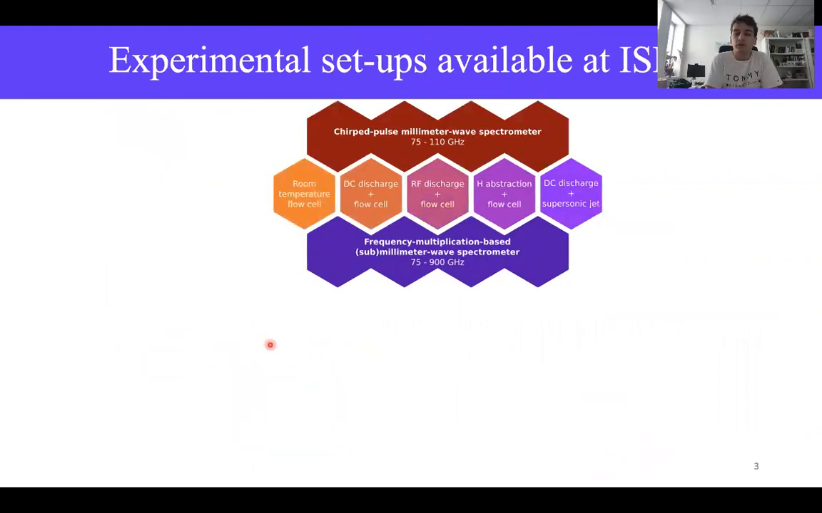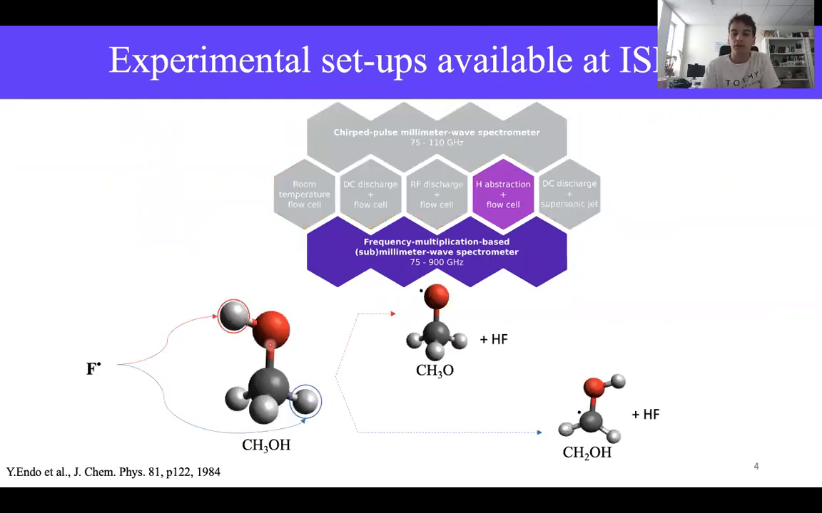At ISMO, we have two spectrometers and we have different cells for what we want to do, if we want to scan stable molecules or radicals. Today, I will just present the frequency multiplication-based millimeter wave spectrometer and the H abstraction with the flow cell. We used fluorine H abstraction to produce the radicals. In methanol, we have two hydrogens that we can remove.